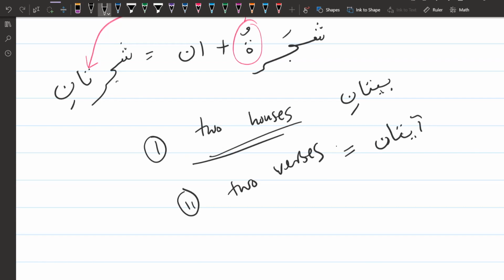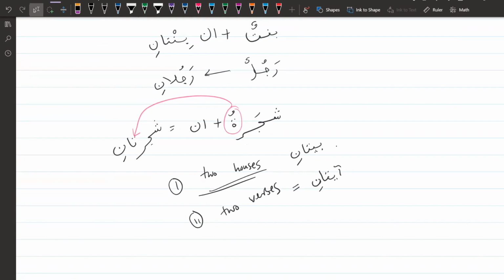Ayatani. In the dual, you can be certain, there's no exception I can think of. Okay, some exceptions are a little bit different, and I don't want to explain them here, which is sometimes you will see that hamza will change into waw. Right now I'm not going to explain, but most of the time it would be this situation. Okay, now you see, it's extremely simple.